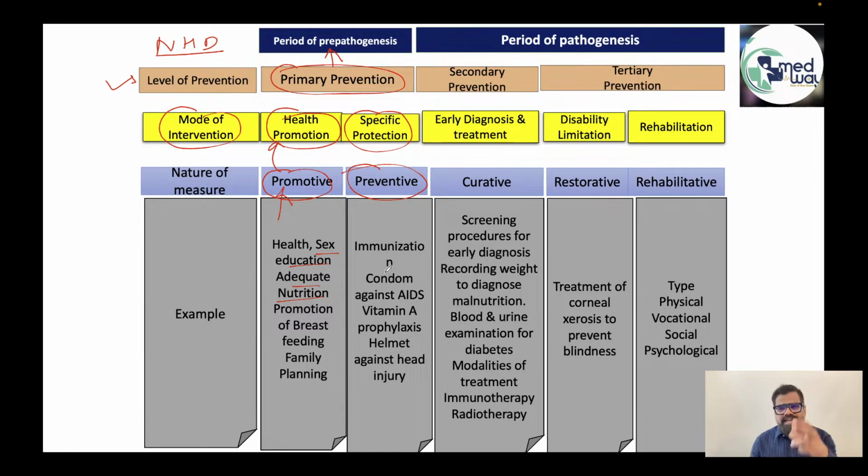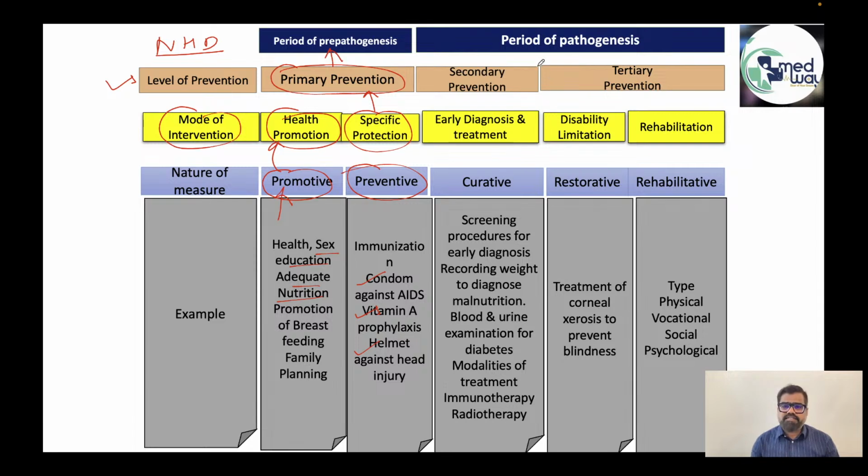Now I want to immunize against TB. You're giving BCG vaccine, so BCG vaccine is preventing against TB. You are using condoms to prevent STDs and AIDS. You're giving vitamin A prophylaxis. You're specifically protecting. You are driving a two-wheeler and wearing a helmet for protection from road traffic accidents. So these are specific protections, but again, they are a part of primary prevention.